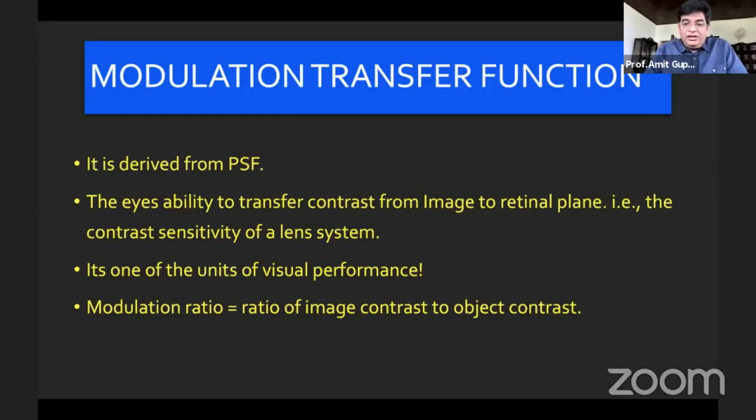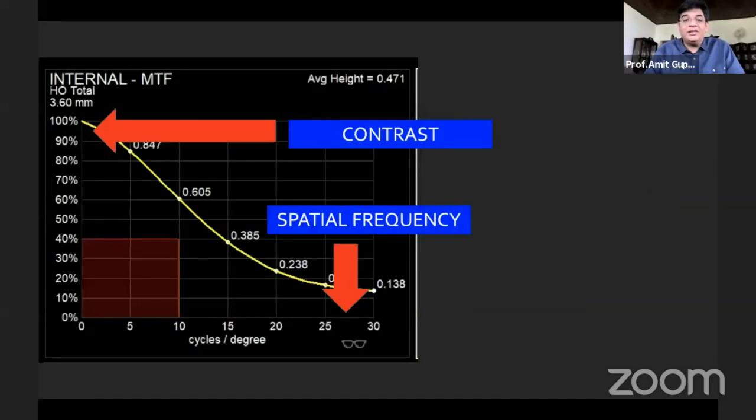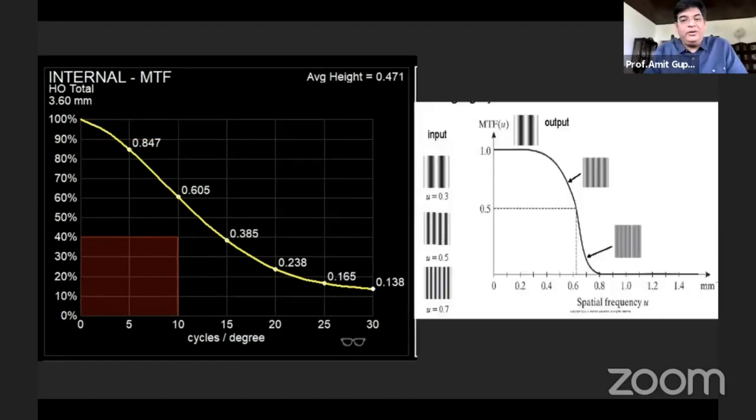It's used to assess the success of IOL surgery and refractive surgery. It's a modulation ratio, the ratio of the image contrast to the object contrast. If you look at this chart closely, on the left side is the contrast, and on the x-axis is the spatial frequency. For simplicity's sake, we take the value of 40% contrast at 10 cycles per degree as the cutoff value for what would make a patient reasonably satisfied with his vision.